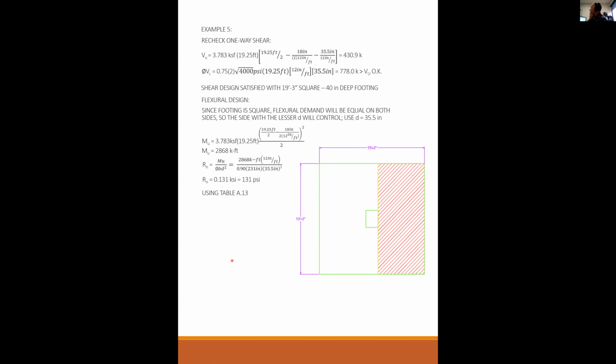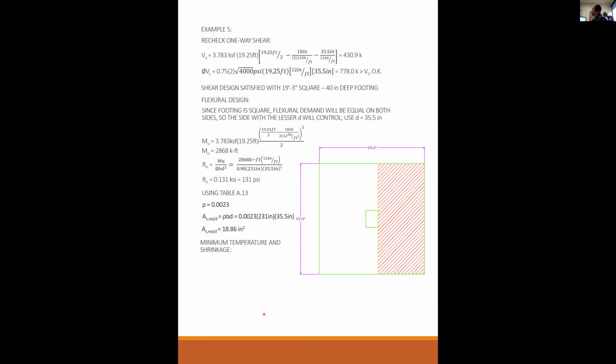Using table A13, I think we had 4,000 psi concrete, grade 60 rebar. So using table A13, I find that rho, and I interpolated it, but rho is equal to 0.0023. So the area of steel required is rho times B times D. So 0.0023 times 231 times 35.5 is 18.86 inches squared. That's a healthy amount of steel.